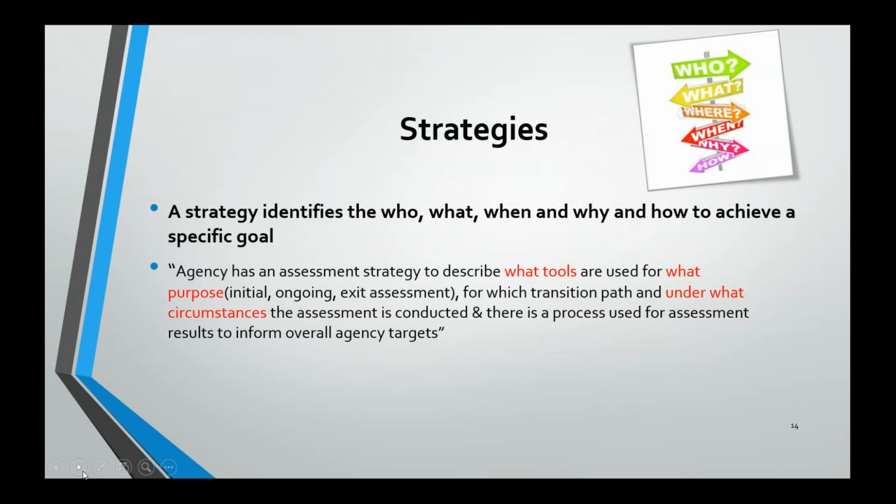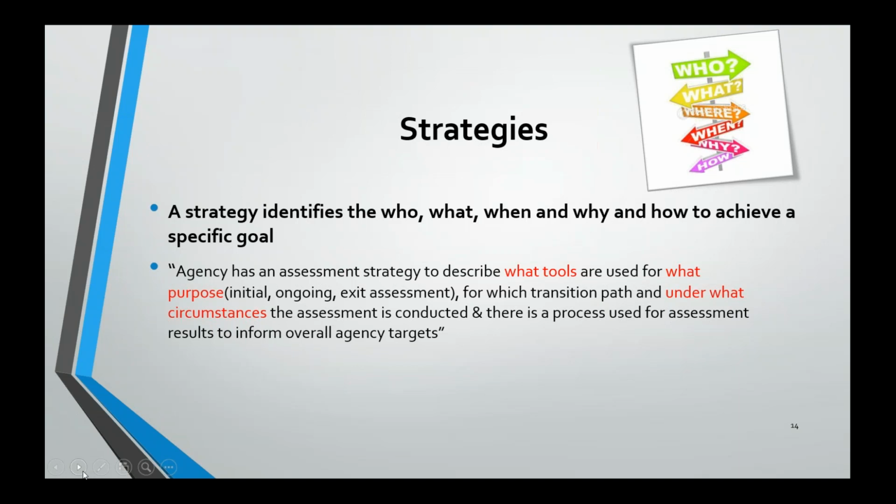So now we're going to get to the point where we need to stop and think about Jeremiah's plan. What are we going to do? We have our assessment done. We know his circumstances. So what we need is more or less a strategy. A strategy identifies who, what, when, why, and how to achieve a specific goal.